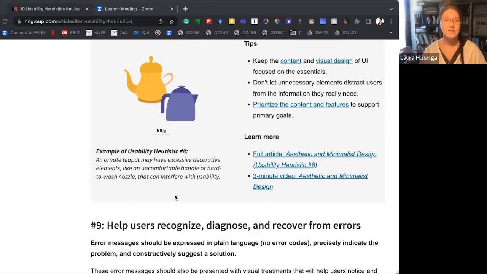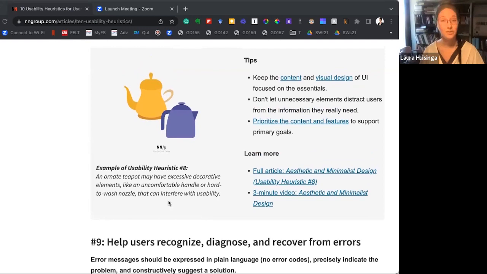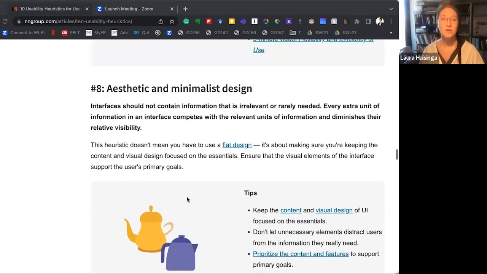An example of this is an ornate teapot may have excessive decoration elements like an uncomfortable handle or a hard to wash nozzle that can interfere with usability. So while it may look aesthetically wonderful, the functionality is then diminished because of that aesthetic. So as we are applying different aesthetics to a product or service, we want to make sure that they are serving that functionality and creating a space where people can easily access the most important content or actions.